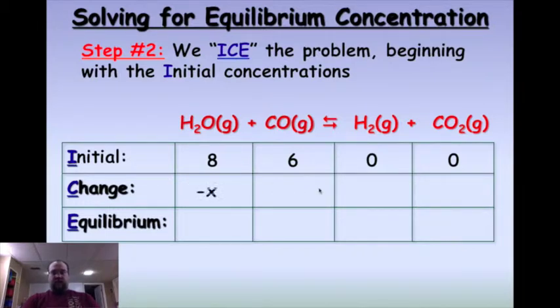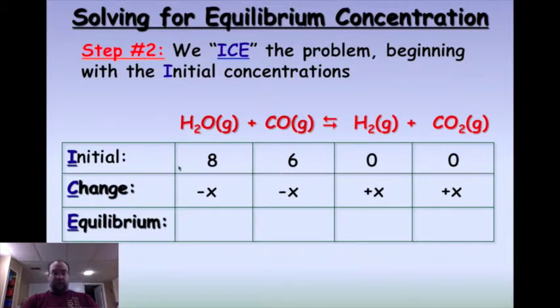Well, it turns out since the coefficients are all 1, I'm going to lose X amount of H2O, I'm going to lose X amount of CO, and I'm going to gain X amount of H2 and X amount of CO2, okay? Now, if there was a coefficient in front of these numbers, there'd be a coefficient in front of these X's, right? If it was 2 H2O, well, then we would lose 2X, because we'd lose twice as much H2O as CO. But there's no coefficient, so these are all 1s. So we're going to lose X amount of this, X amount of this, but we're going to gain X amount and X amount. Okay.